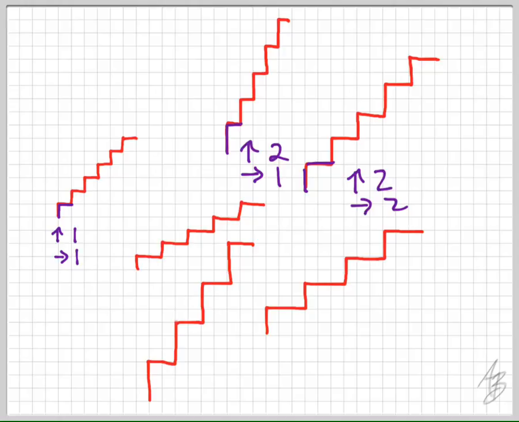Okay, how about this one? Up 1 and right 2. Okay, how about this one? Up 3 and right 2. Okay, and how about this one? Up 2 and right 3. Okay, I think that's all of them, right? Now, looking at these, I might immediately think, well, this one's the steepest because it's going up the most. Do you guys agree with that?